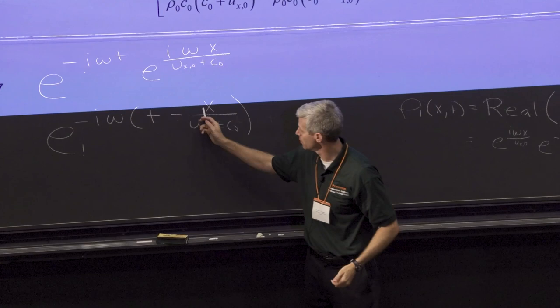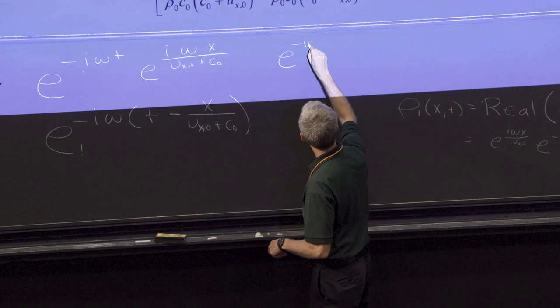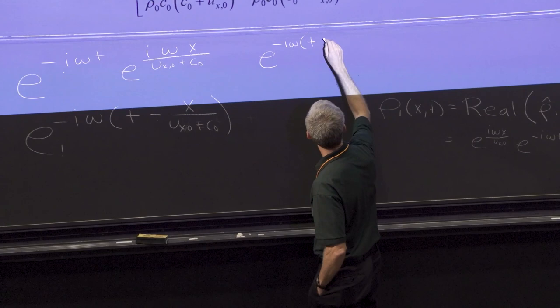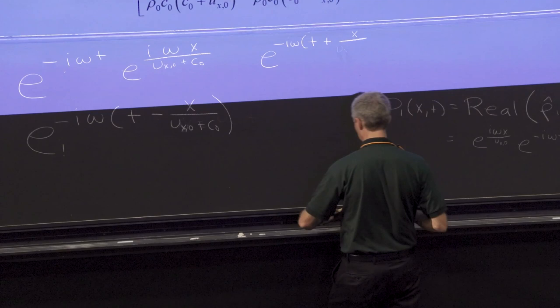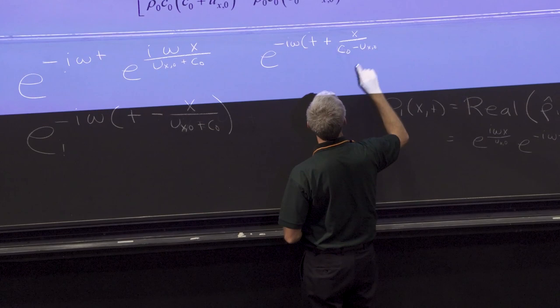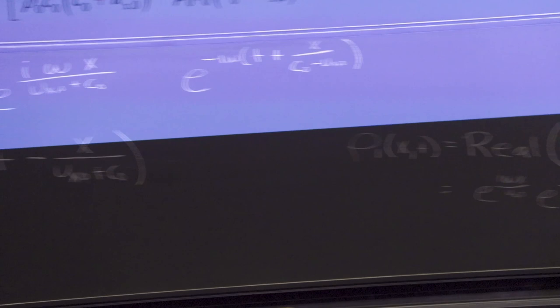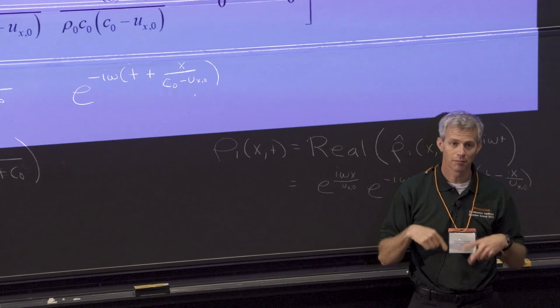Which leaves me now with the last kind of disturbance, which was e to the minus i omega t. Now, that last term has a minus sign in the front of it. All the other ones don't. So this one's flipped: instead of minus, it's plus x over (c naught minus u_x naught). So two things are different about this one. I have a plus instead of a minus, and I have a minus there. What's this thing? Well, it's a disturbance moving at a speed of c naught minus u_x naught, and it's going in the opposite direction.